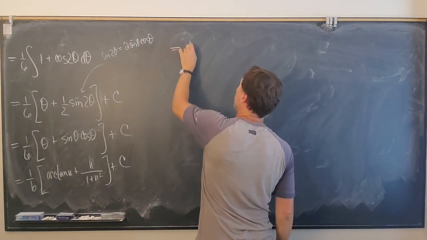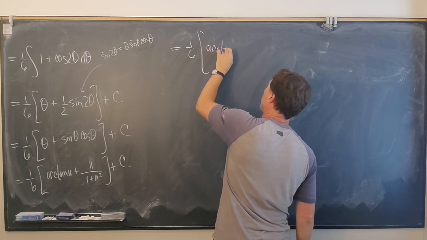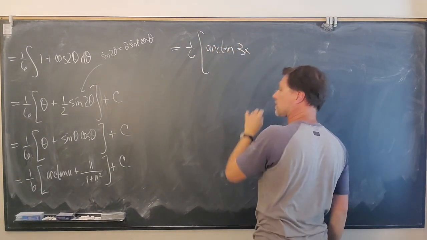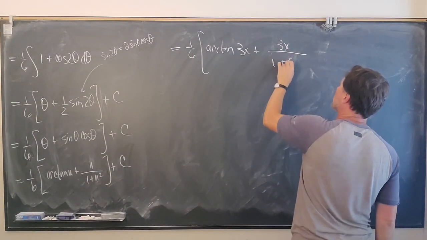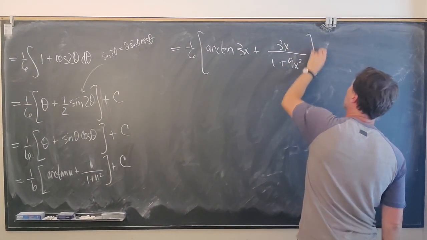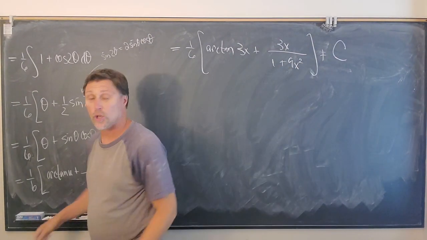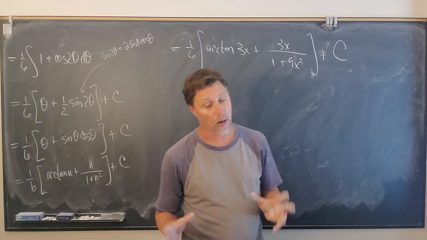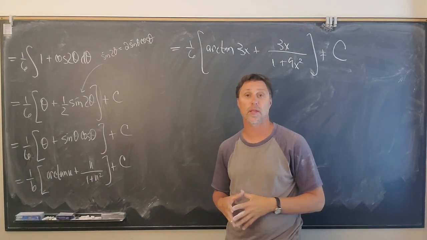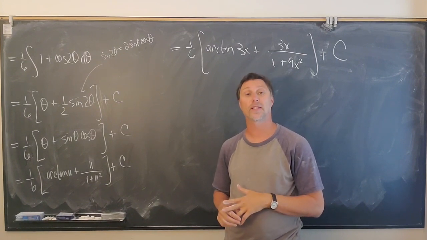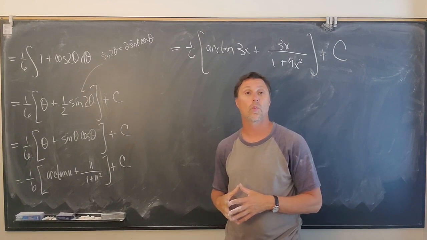So this is a 1/6 times arctan of 3x plus 3x over 1 plus 9x squared, plus C. Okay, so with trig substitution, the problems can get a little bit involved. If you notice on the homework, I think I gave you about 7 or 8 problems like that. You want to work through each of the various types, right? They show up in various ways, and this is an important technique to know. Okay, so we will see you next time.